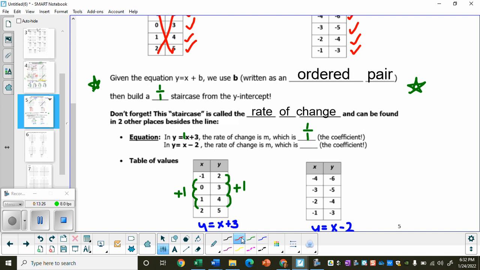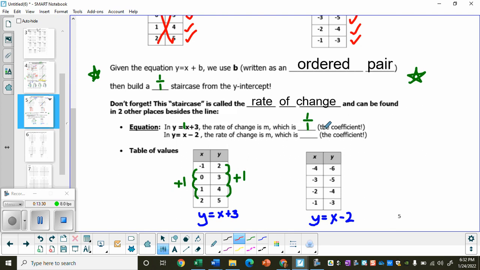In my next example, the x minus 2, here's the table of values. The rate of change is still a 1 over 1, y'all, because if I put a 1 right here, it doesn't change anything. 1 times x minus 2 is the same as just x minus 2. And again, you can see the rate of change in the table of values. There's the plus 1. Here's the plus 1.